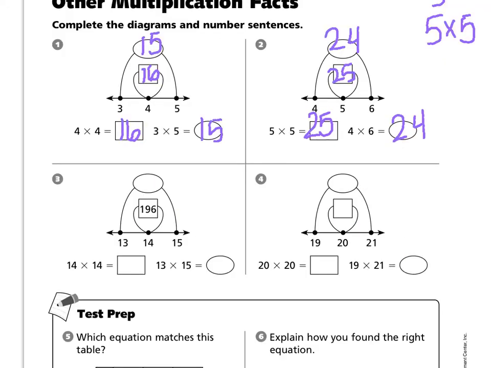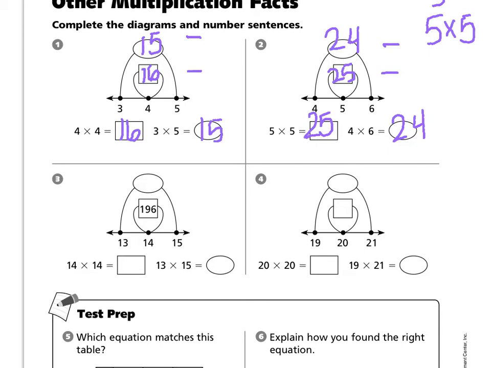Let's look at number 3. These numbers are a bit higher, but I bet you can figure it out without having to do too much multiplication. So if you see the pattern above, you can see that the squared number is going to be one more than the numbers on either side of it multiplied together. Just like 16 is higher than 15, and 25 is higher than 24.